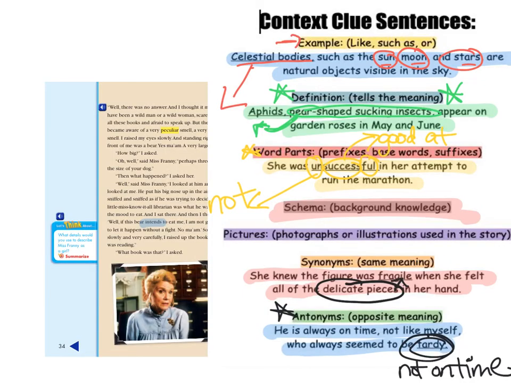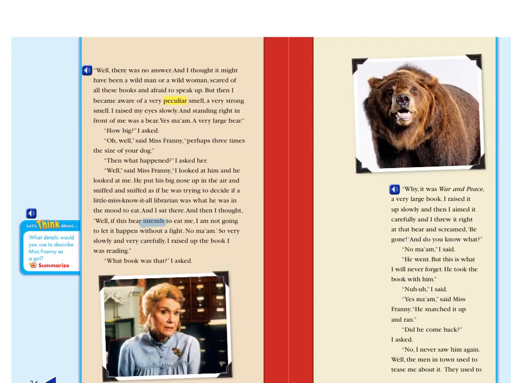When I'm thinking about the type of clue the author gave, I do not think the author gave an example, a definition, or a word part that was helpful. The pictures didn't necessarily help. There were no synonyms or antonyms that helped. I do think this is a schema or an inferencing type of context clue. Okay, so far we know there's a huge bear in the library. Let's see what happens.